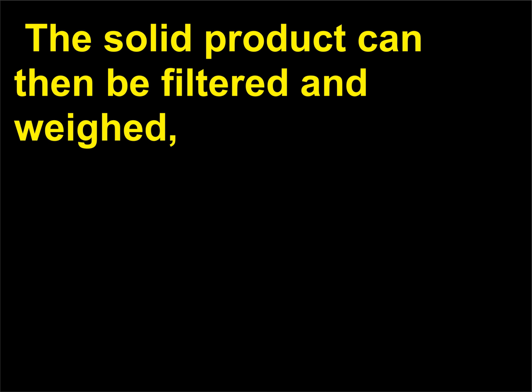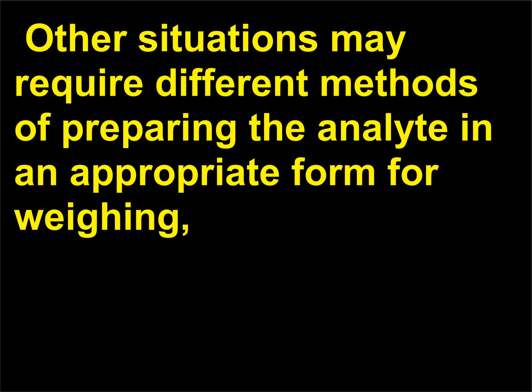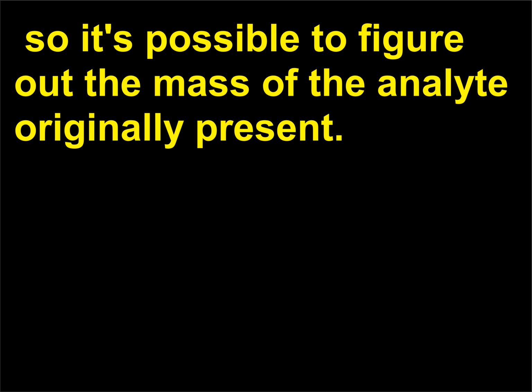The solid product can then be filtered and weighed, and the mass of the analyte initially dissolved in the solution can be determined. Other situations may require different methods of preparing the analyte in an appropriate form for weighing. But the general idea is always that the composition of the weighed species is known. So it's possible to figure out the mass of the analyte originally present.